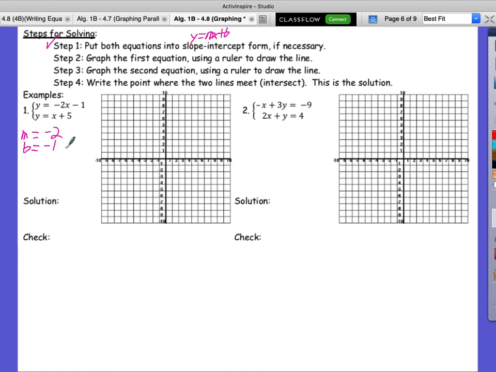So negative 1, where's that negative 1 at? Where would I put this negative 1? I go down. It's negative 1 on the y-axis. It's the y-intercept. That's why we call it slope-intercept form, because we know our slope and our y-intercept, our m and our b.